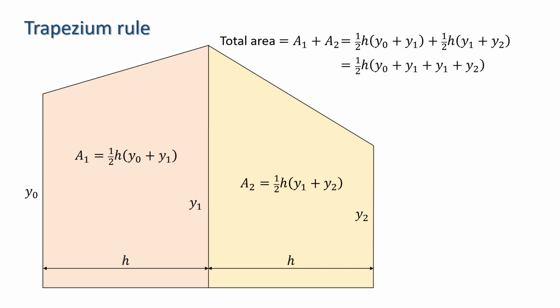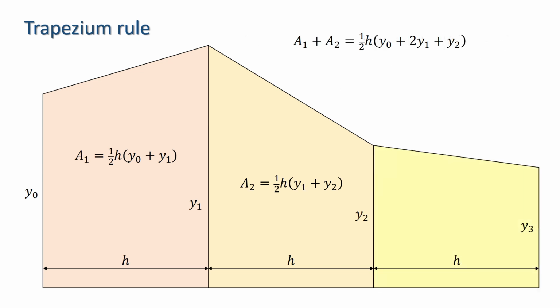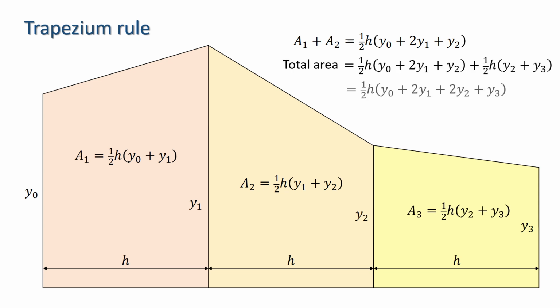If we bring these two brackets together, we can see that the central value of y, y1, appears twice because it's a side length of both trapezia. Thus we have a half h times (y0 plus 2y1 plus y2). If we now add a third trapezium, we can see that the total area equals a half h (y0 plus 2y1 plus 2y2 plus y3). We can see that as we add more trapezia, the end y values are always going to appear once, and the y values in between will appear twice. This gives rise to the trapezium rule.